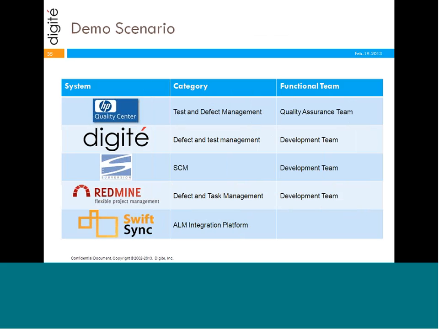You have Digité as a sort of management tool being used for defect and test management for the development team. You have Subversion for the code management by the development team again. Redmine, which is a defect and test management tool, maybe being used by some part of the development team also. And then SwiftSync, which is the integration platform that is provided here.